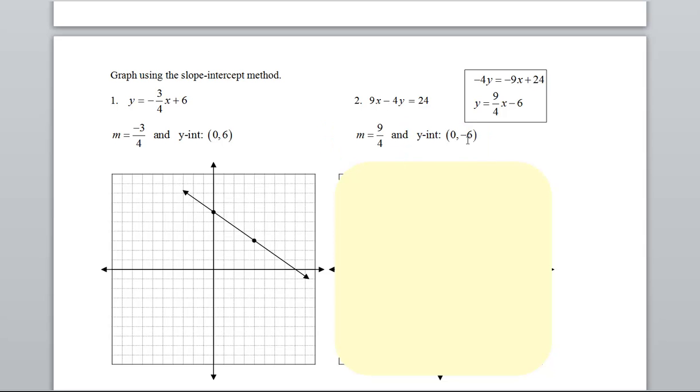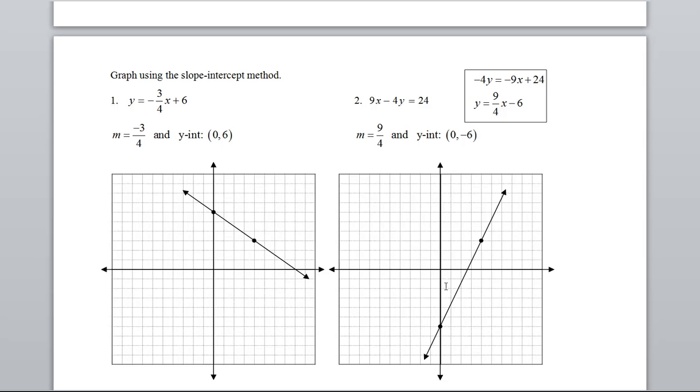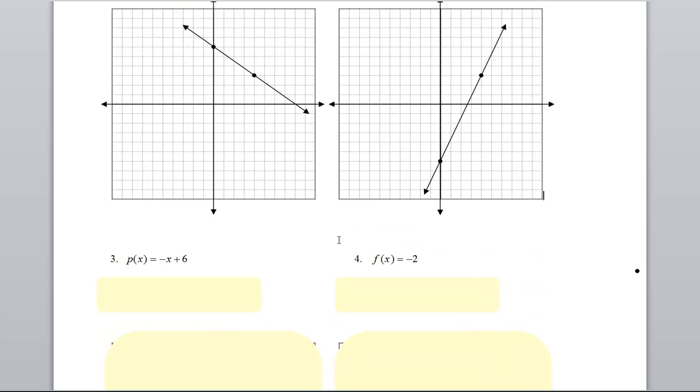So I'm going to plot that point and move using my slope movement. If I did 1, 2, 3, 4, 5, there's my -6. So from this point I go up 9: 1, 2, 3, 4, 5, 6, 7, 8, 9, and over 4: 1, 2, 3, 4. And I connected. Okay. 2 more.